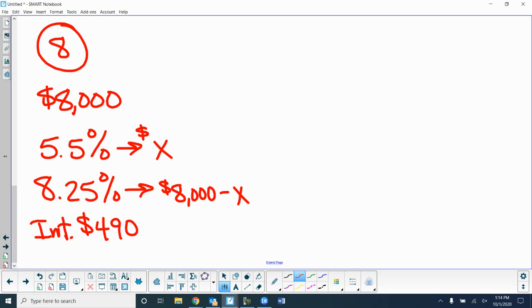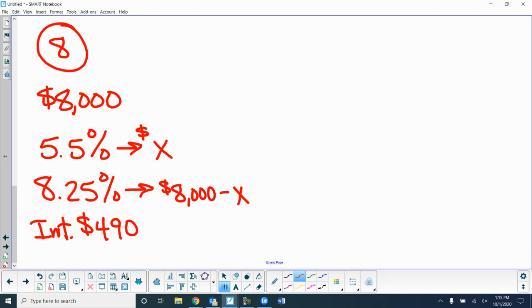Total's going to be different. So one of them's X, the other one's the total minus X. Interest is going to be different. Interest rates will be different. Again, to find how much in interest, you just multiply interest rate times amount of money.